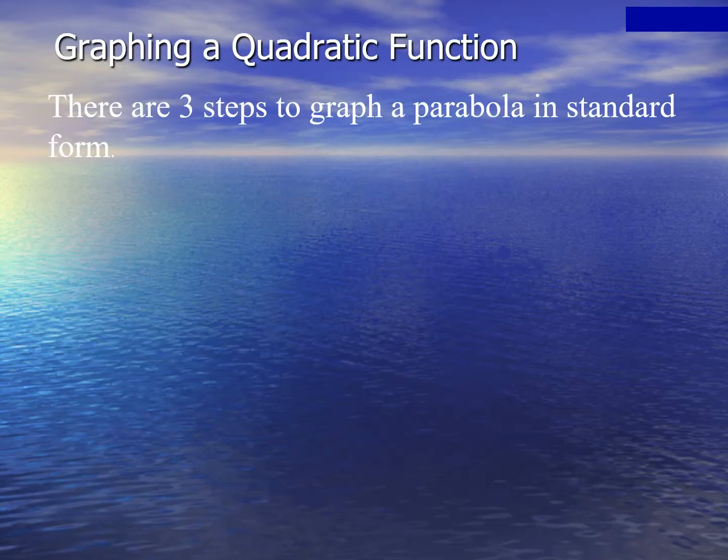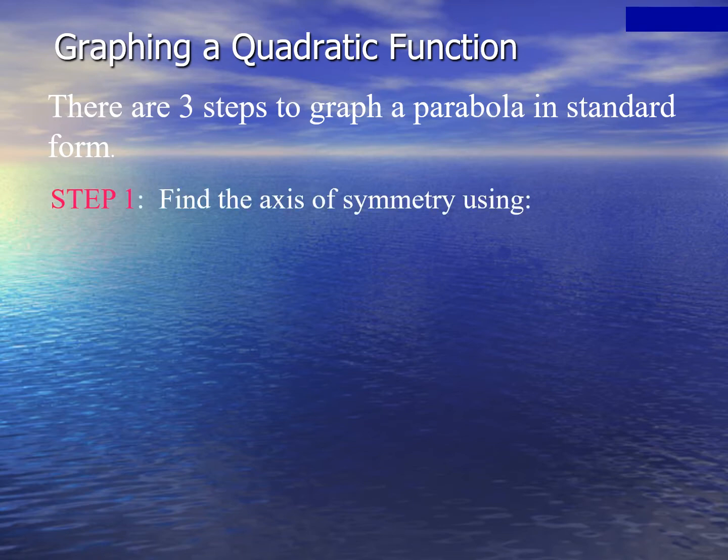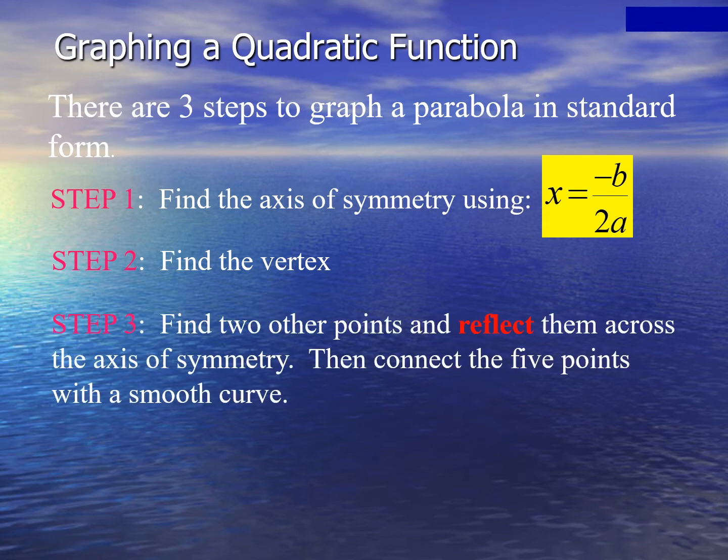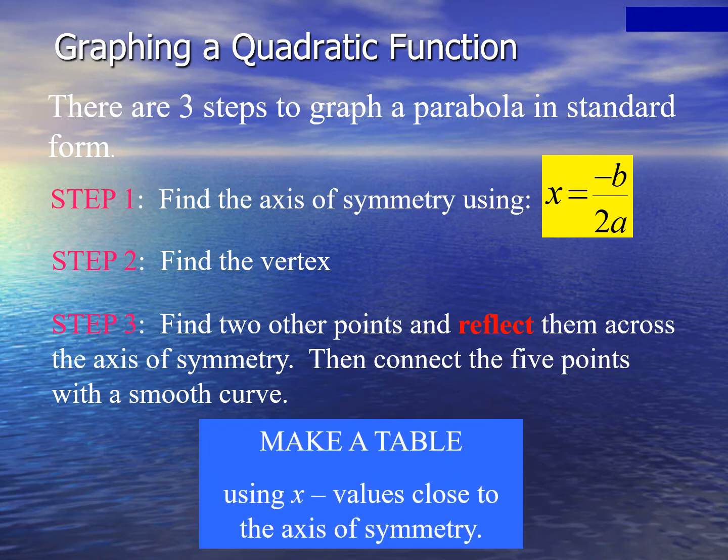Now we move on to graphing a quadratic function. There are three steps to graph a parabola in standard form. Step 1, find the axis of symmetry using x equals negative b over 2a. Step 2, find the vertex. Step 3, find two other points and reflect them across the axis of symmetry. Then connect the 5 points with a smooth curve. Make a table using x values close to the axis of symmetry. Of course, in order to graph, we are going to make a table of values.